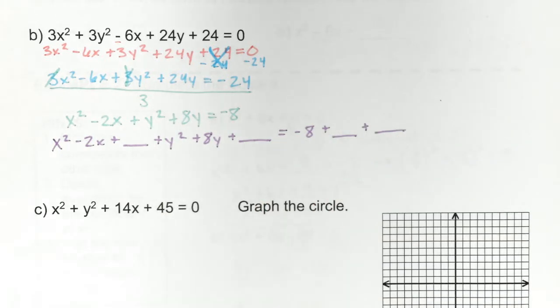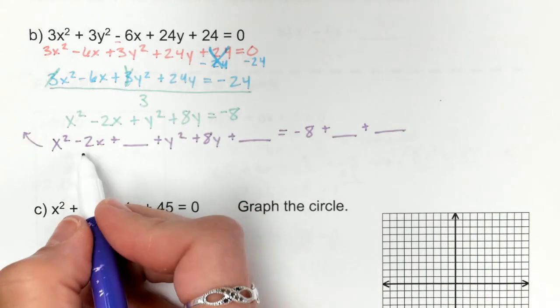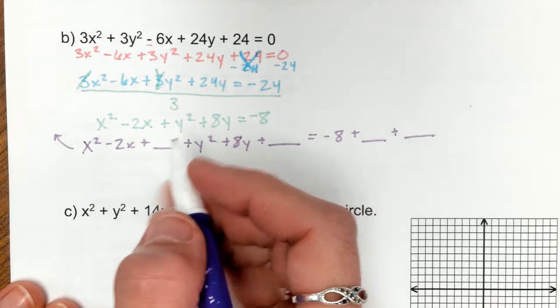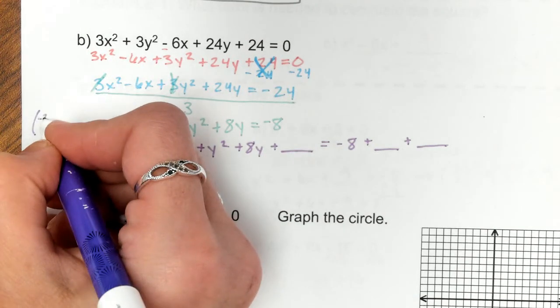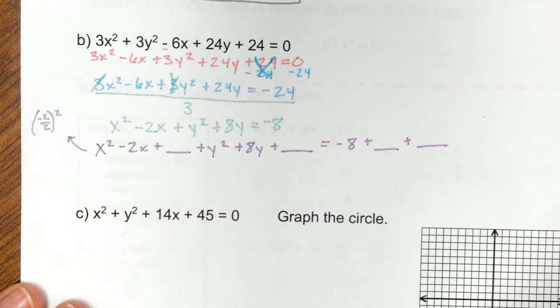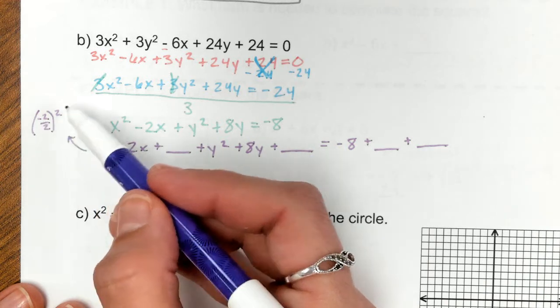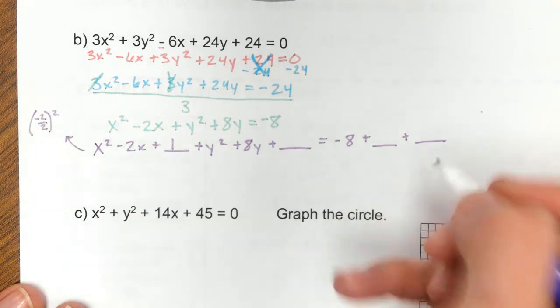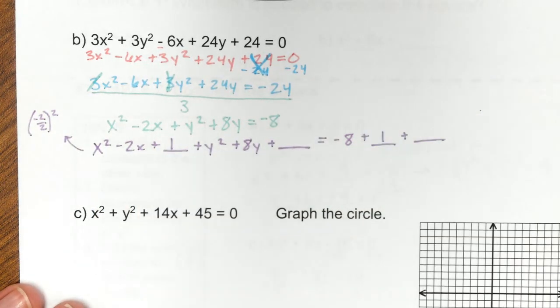Right? So for x, we've got a negative 2 for b. So we take negative 2 divided by 2 squared. We've actually already seen this. Negative 2 divided by 2 is a negative 1. Negative 1 squared is a 1. So we'll add 1 to both sides.